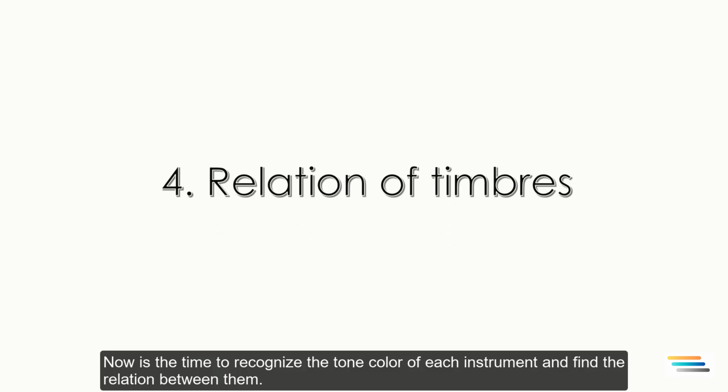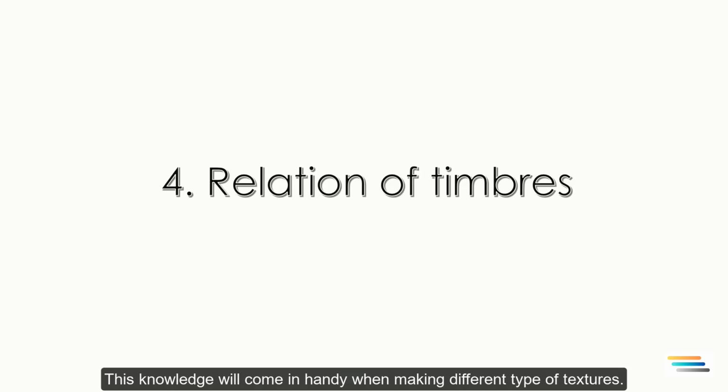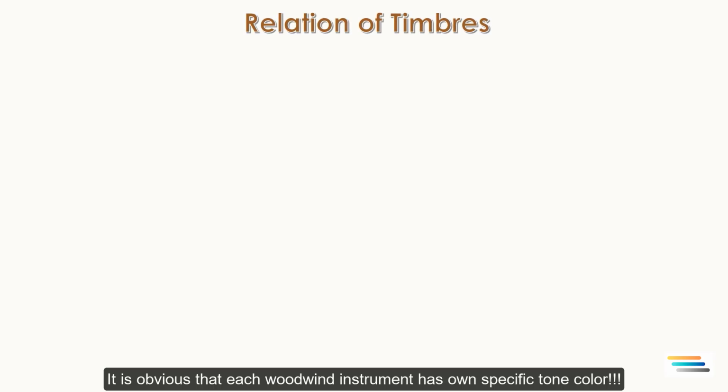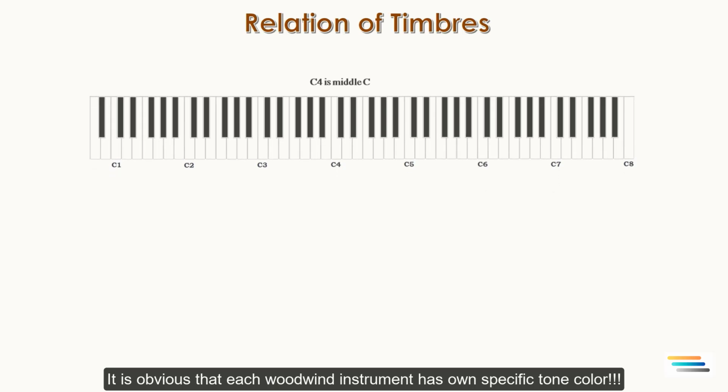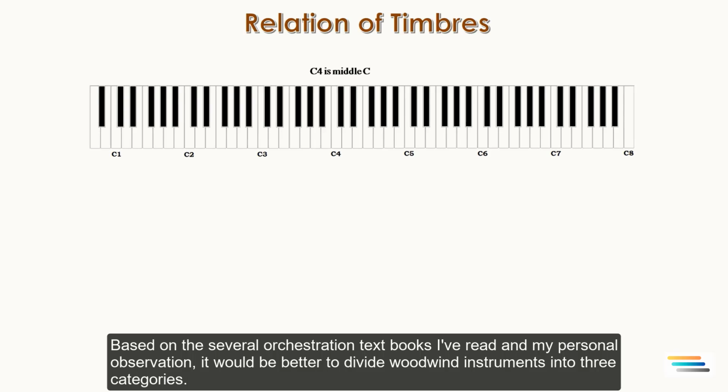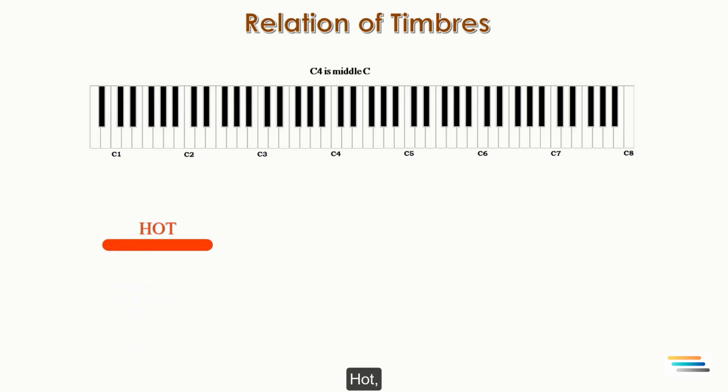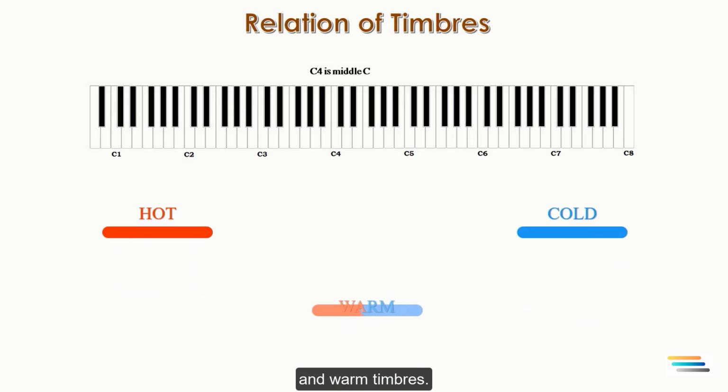Now is the time to recognize the tone color of each instrument and find the relation between them. This knowledge will come in handy when making different types of textures. It is obvious that each woodwind instrument has its own specific tone color. Based on the several orchestration textbooks I have read and my personal observation, it would be better to divide woodwind instruments into three categories: hot, cold, and warm timbres.